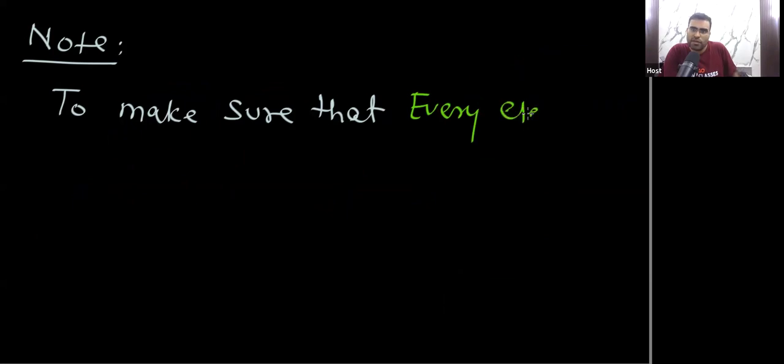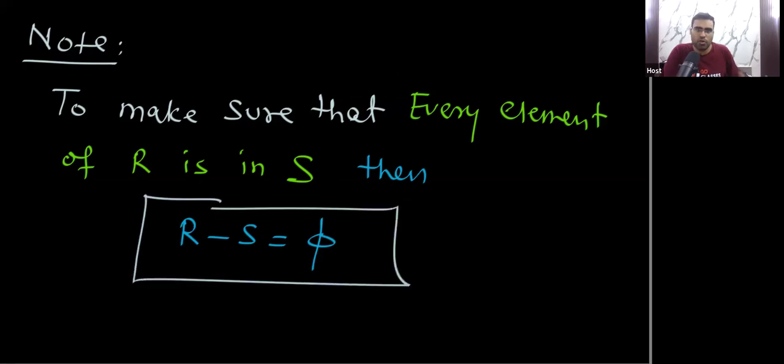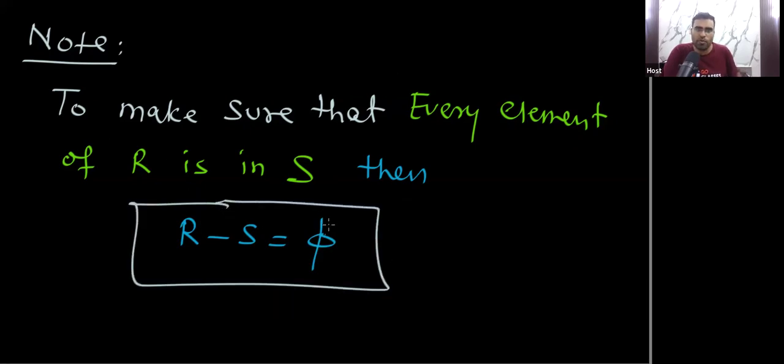So remember, this is an important point: if you want to make sure that every element of R is in S, then what should you do? Remember, R minus S must be phi. So this is the concept, and the concept is actually very simple. If you want to make sure that every element of R is in S, then R minus S must be equal to phi.